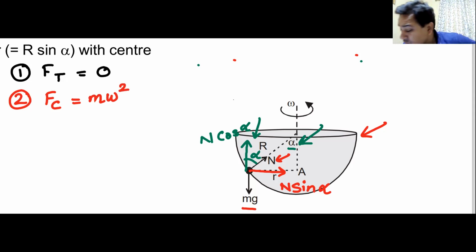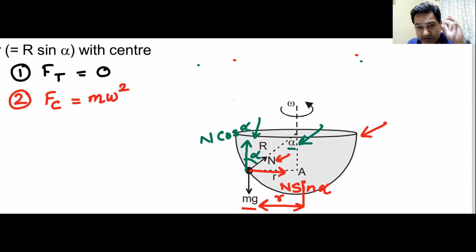Now, which r should I use? There are two r's. Capital R, which is the radius of the hemispherical bowl, and small r, which is the radius of the circle, the distance between this block and this. This is small r. Which r should I use, the small r or the capital R?